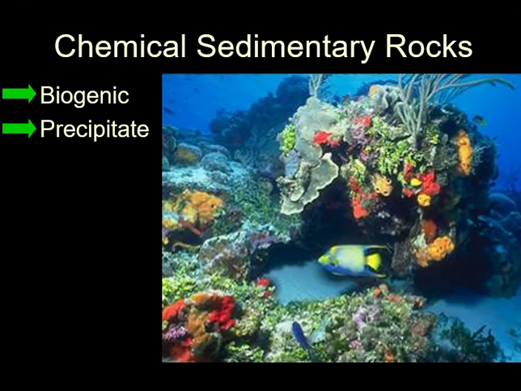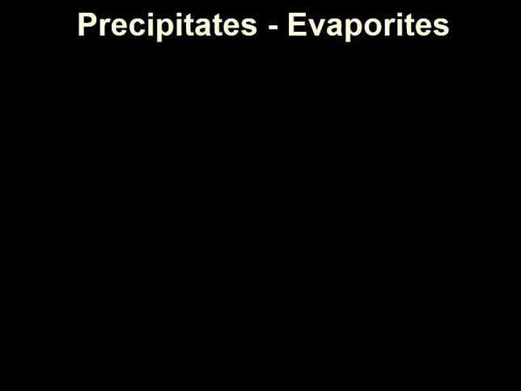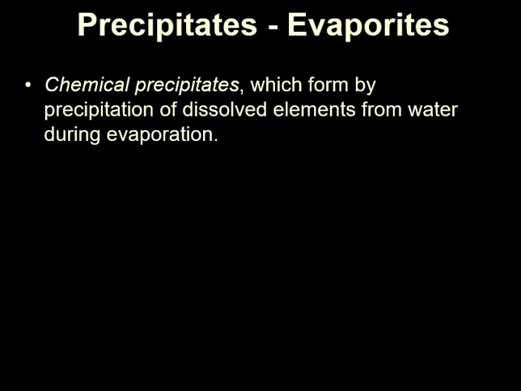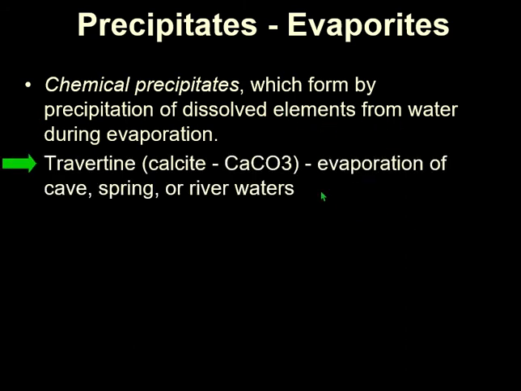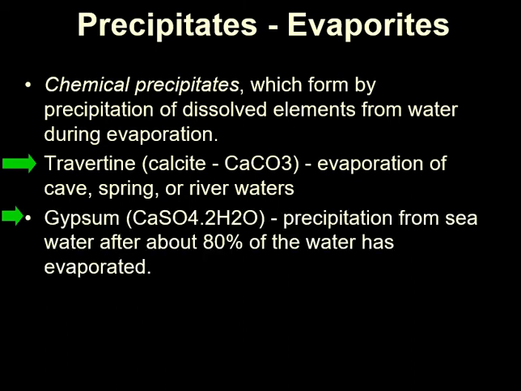So, chemical sedimentary rocks include biogenic, which is what we're actually looking at here, and precipitate chemical sedimentary rocks. So biogenic are from things dying, like all these things will die eventually, it's the way of all things, and just fall down to the bottom of the sea and just sit there and turn into a rock eventually. Precipitates are from evaporation of water. So they form by the precipitation of dissolved elements from water during evaporation.